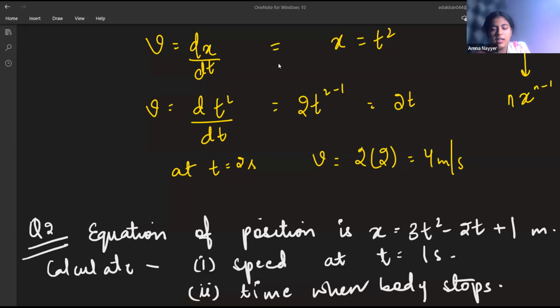Afnan, can you answer? If speed at t is equal to 1 second is given. Good, Abdullah. Right, Sarah. Yes, Afnan. Am I audible to you, Afnan? Siddika?